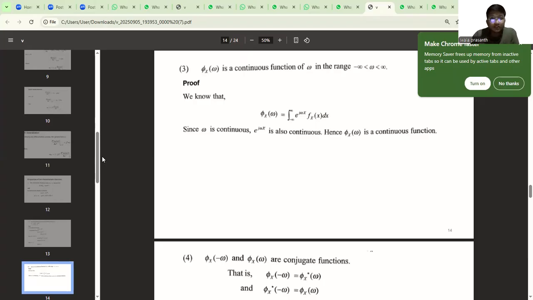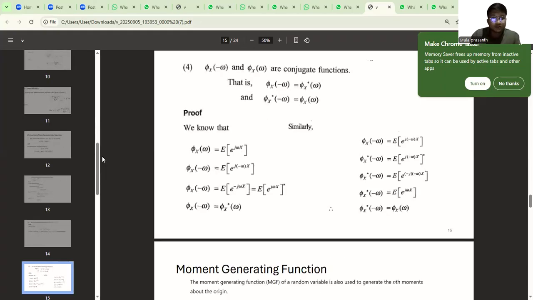Proof. We know that φ(ω) is equal to ∫ e^(jωx) fx(x) dx. Since ω is continuous, e^(jωx) is also continuous. Here φx(ω) is a continuous function. The fourth one.